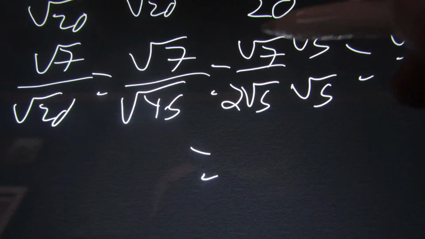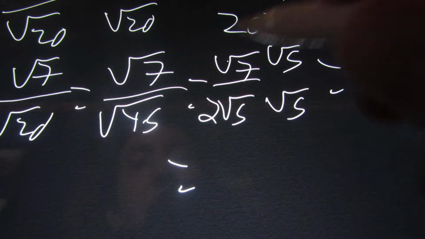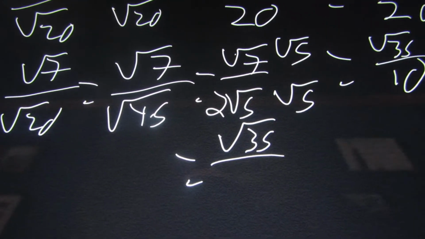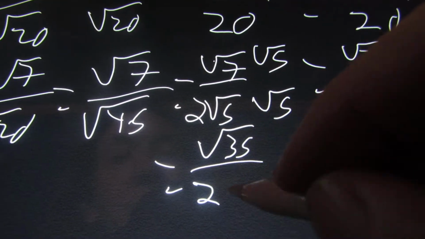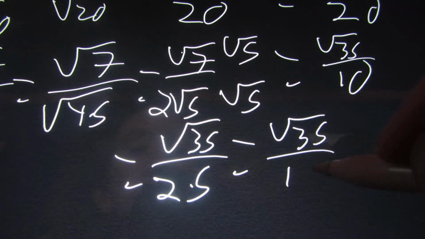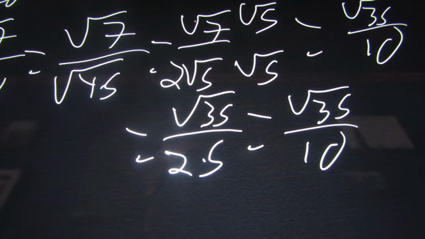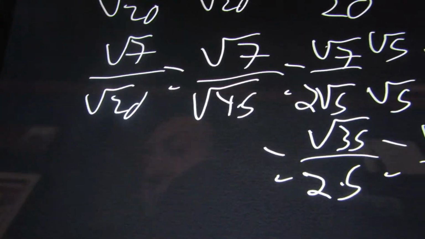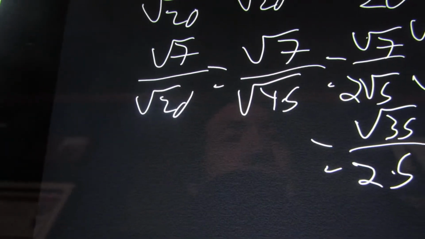radical in the denominator. So square root of 7 times square root of 5 is square root of 35. Square root of 5 times square root of 5 is 5. So I'm just going to put 2 times 5. And we're left with square root of 35 over 10. So you can do that if you want. Just remember, we don't want square roots in the denominator ever.